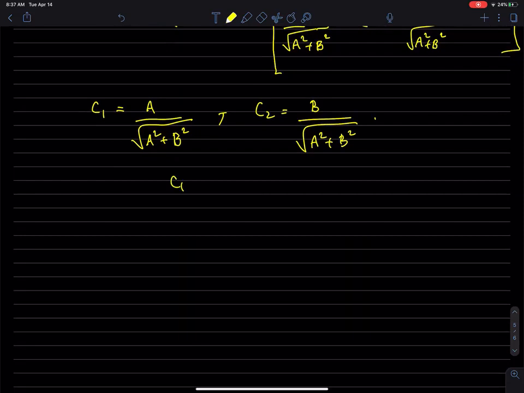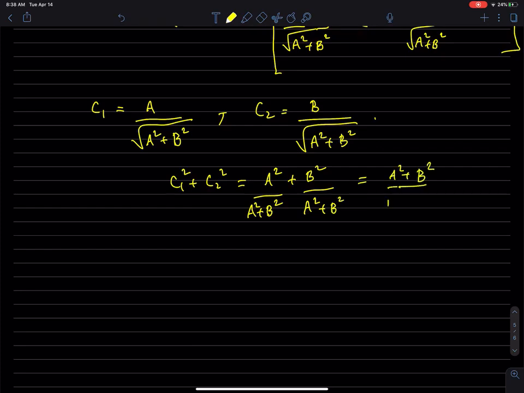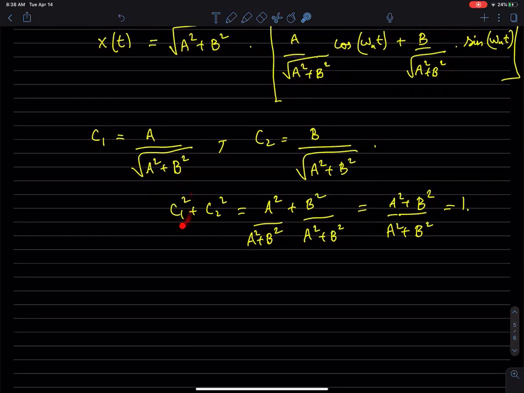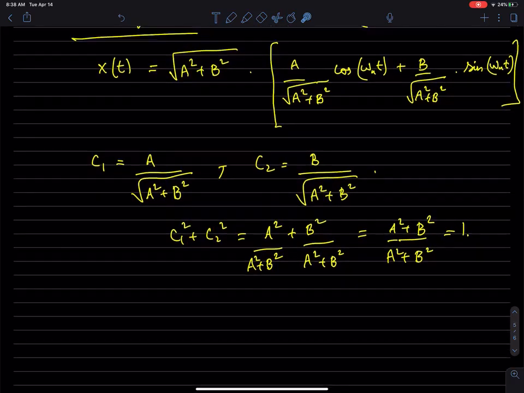Let's do C1 square plus C2 square. That basically gives us a square plus b square in the denominator, and if you add this up, you get a square plus b square divided by a square plus b square, which equals 1. So basically these two quantities, C1 and C2, have the property that C1 square plus C2 square equals 1.